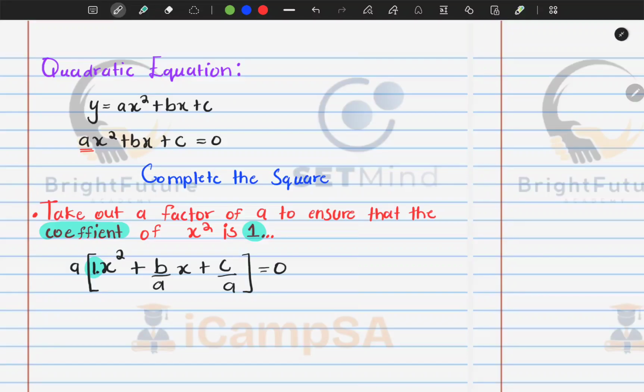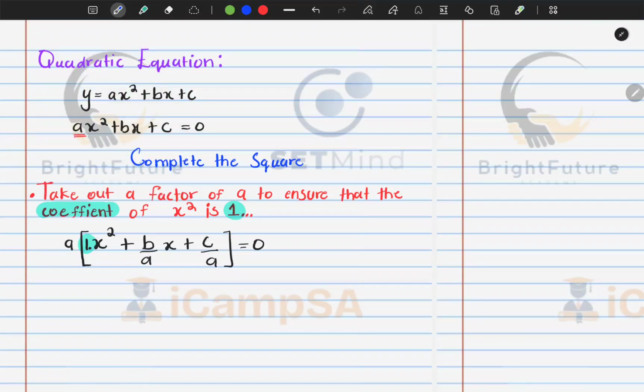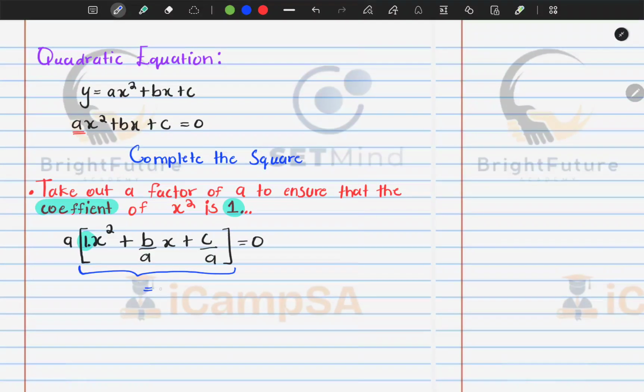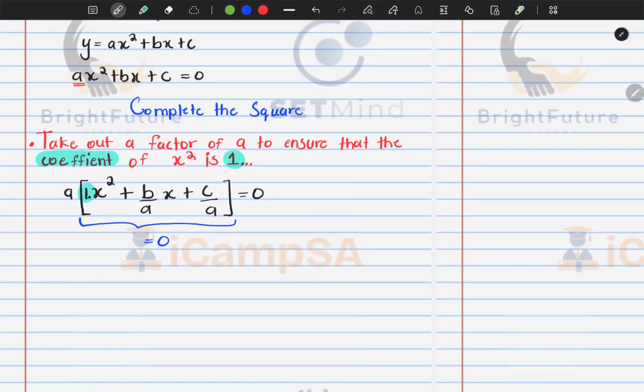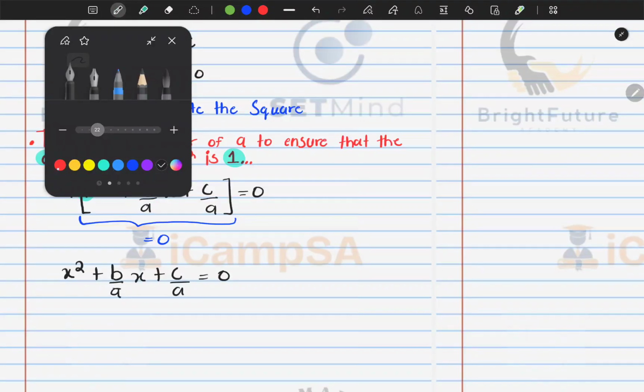So if we require this to be 0, it means it is what is inside the brackets that must be 0, because if we make a to be 0, then already this is no longer a quadratic equation. So it is this which must be 0, which is inside the bracket. So we can rewrite this as x squared plus b over a times x plus c over a equals 0. So now we go to our next step.